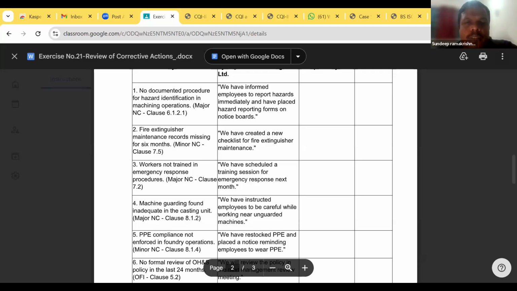See, the standard always expects you to be proactive whenever non-conformity occurs. You have to react in a timely manner. That is what is very important. You cannot keep an NC in the system and think it will go away on its own. Yes, Harish Kumar Singh, sir.